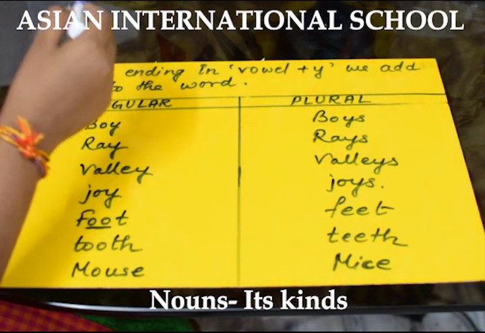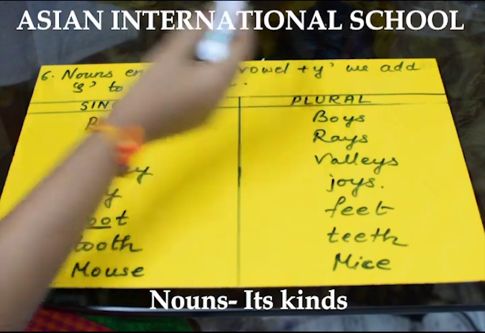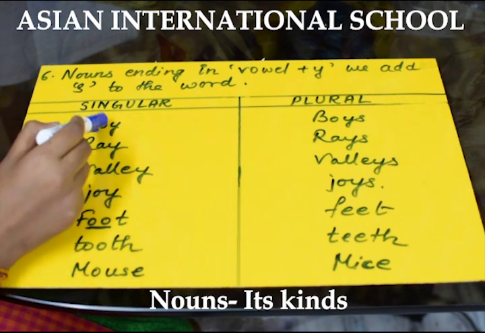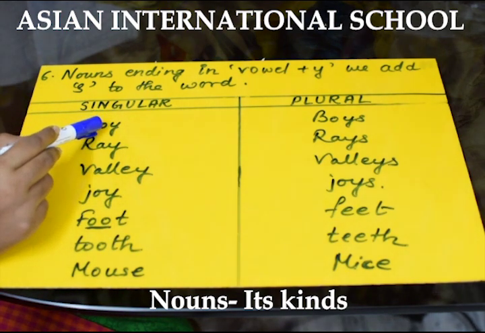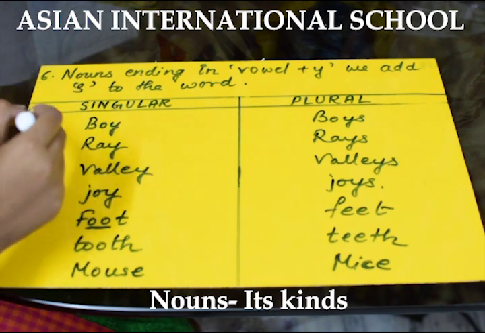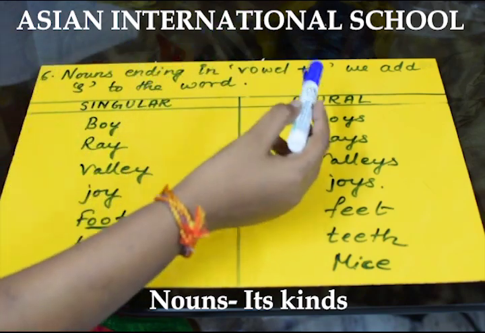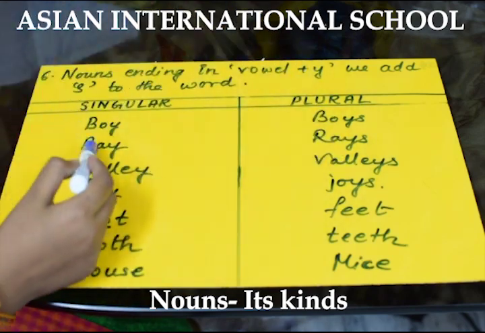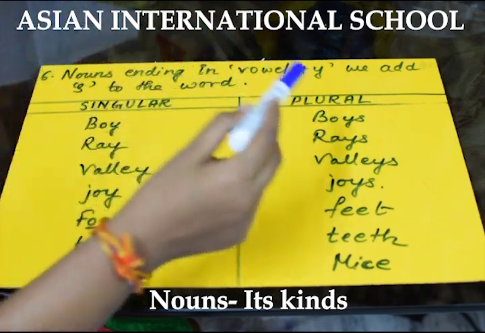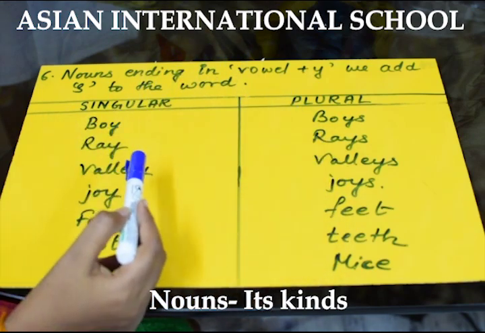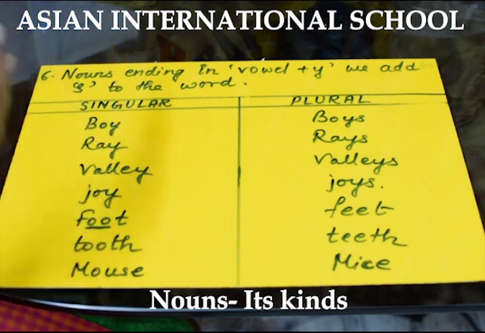Point number 6. Nouns ending in vowel plus y, we add s to the word. For example, boy. Here, o is a vowel which is followed by y. When we change this word from singular to plural, we just add an s. So, boy becomes boys. Ray, rays. Valley, valleys. Joy, joys. In all the words you will find that the y is preceded by a vowel.